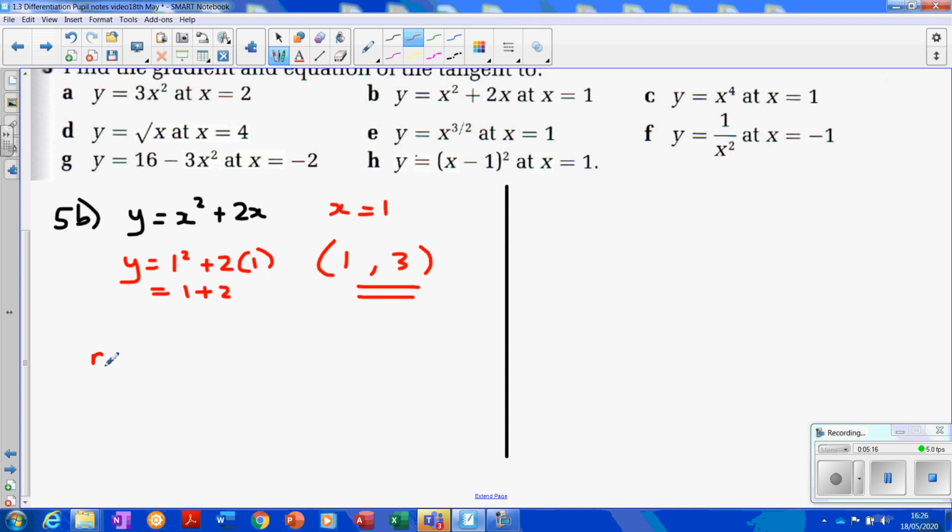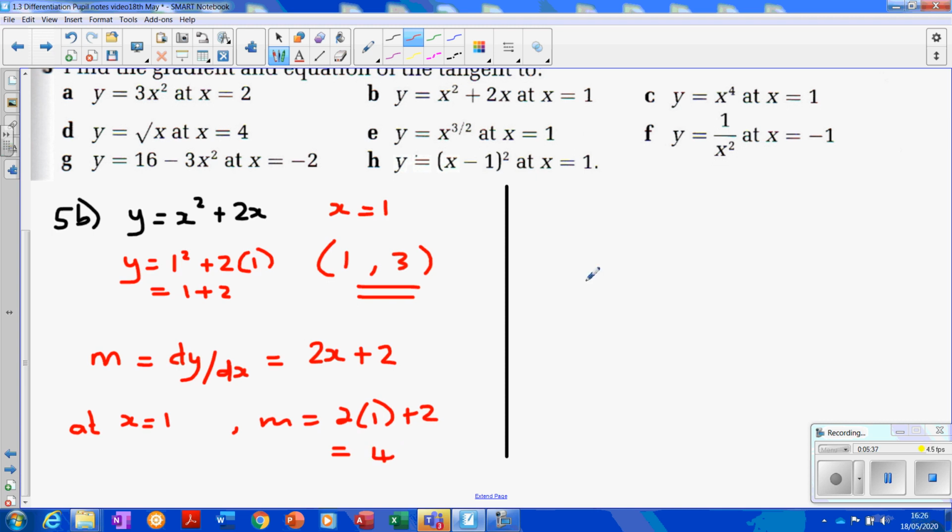Now I need the gradient. So the gradient we know is m, and we know it's dy by dx. So dy by dx, take the derivative of x squared is 2x, and the derivative of 2x is plus 2. Now I want the gradient when x was equal to 1. So at x equal to 1, gradient is equal to 2 times 1 plus 2, which is equal to 4. So now I know gradient is equal to 4, and the point on the line is 1, 3.